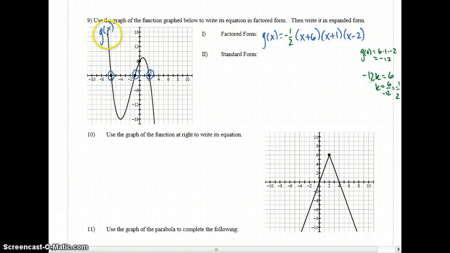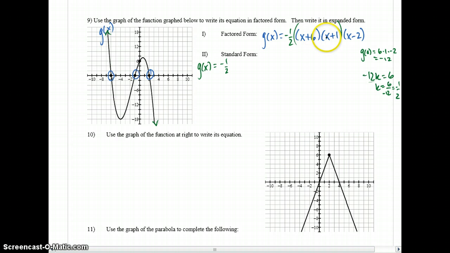You can also notice by looking at the graph that it's up on the left and down on the right. That is a negative odd-powered shape. So you know that you have to have a negative in front. To put this into standard form, we're going to have to distribute. Remember, don't try to distribute everything all at the same time. Instead, we want to pick two of the factors, say x plus 6 and x plus 1, and multiply them.